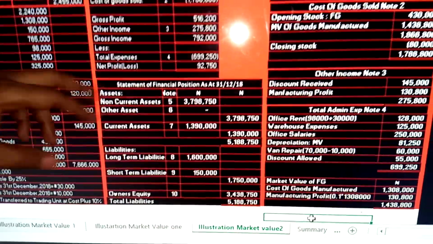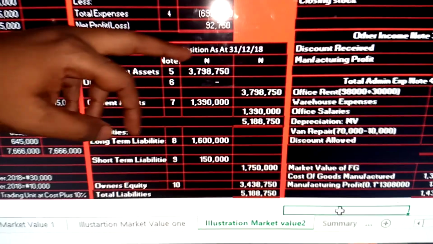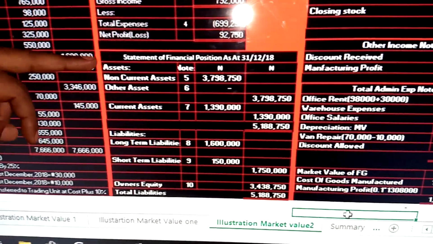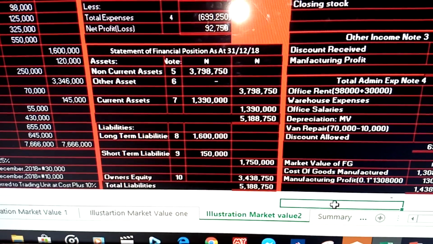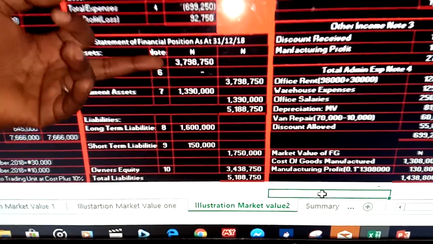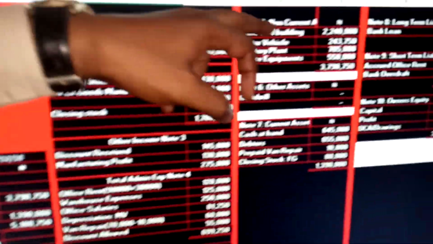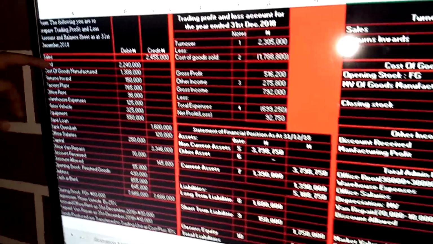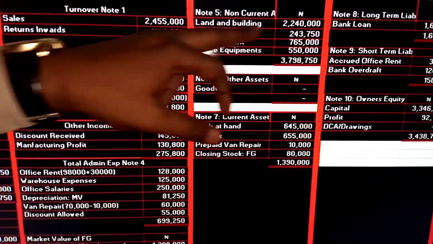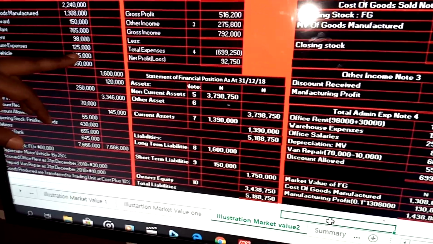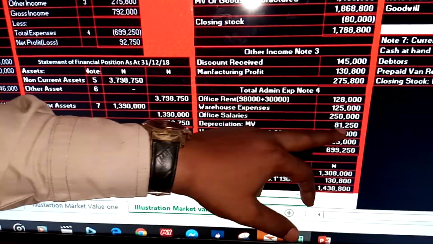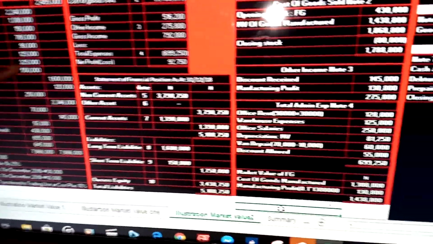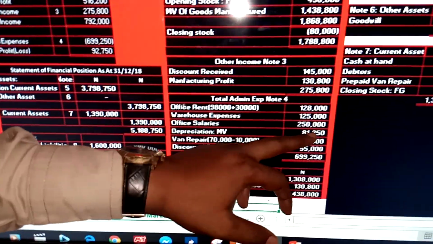The next one is the balance sheet. That is the statement of financial position at 31st December 2018. What's your balance sheet? Assets and liabilities. So what are the assets? We have non-current assets. Note 5. What are they? Land and building, 2,240,000. Look at it here. Then the motor vehicle, 243,750. Remember there's a depreciation. What's your motor vehicle here? 325,000, less your depreciation, which is 81,250. So 325,000 minus 81,250, you have what?